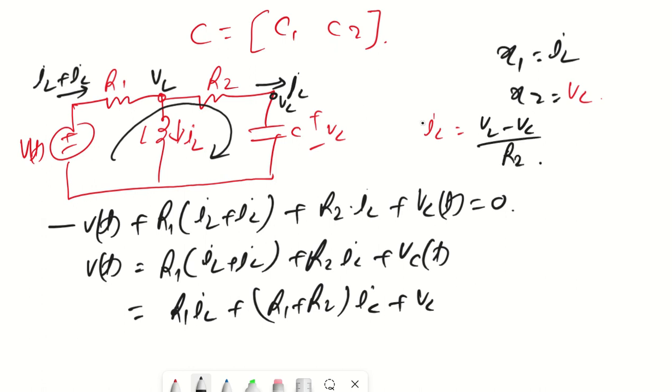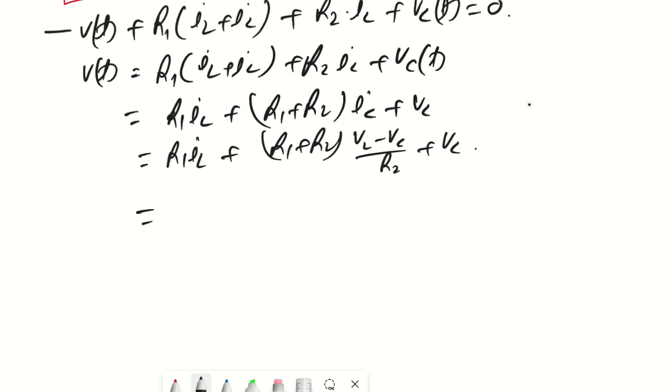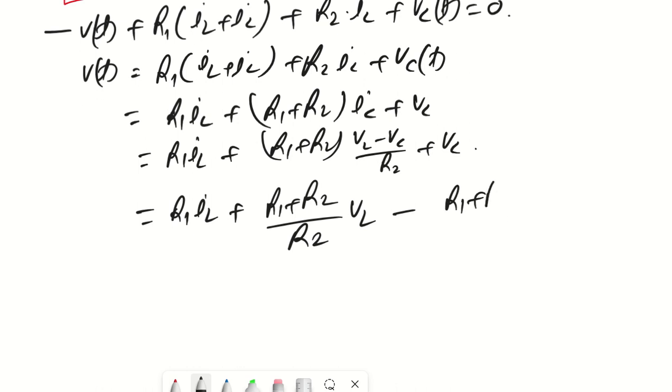So my IC can be written as VL minus VC by R2. Okay, so in that case, can we write down something like this: R1 into IL plus R1 plus R2 multiplied by IC, which is going to be VL minus VC by R2 plus VC. Got it? Now after solving it quickly, we can have it something like this: R1 into IL plus, VC terms I can take separately, right? So I can write R1 plus R2 by R2 into VL, minus R1 plus R2 times VC by R2 plus VC.